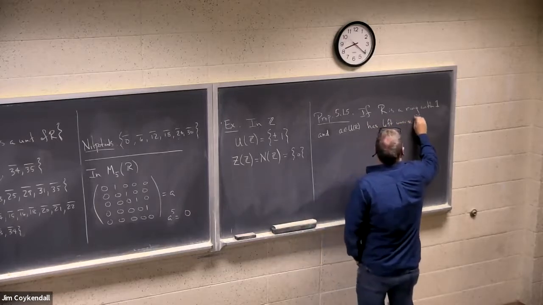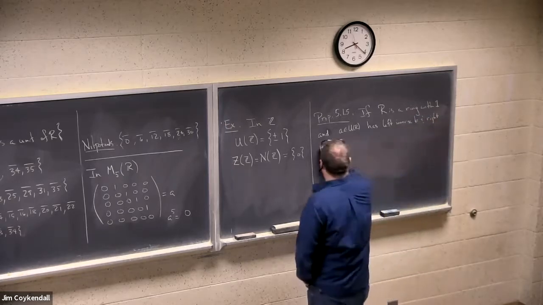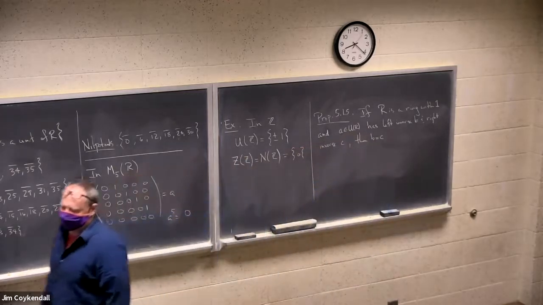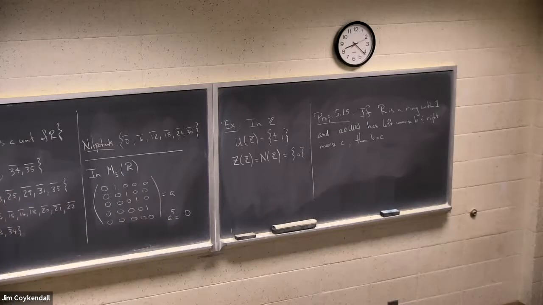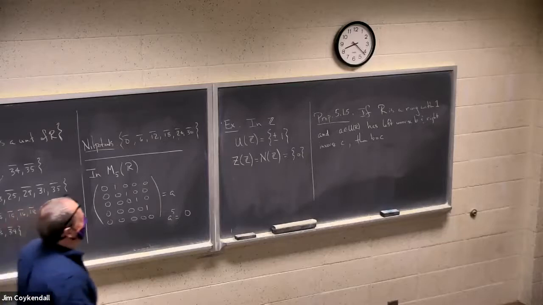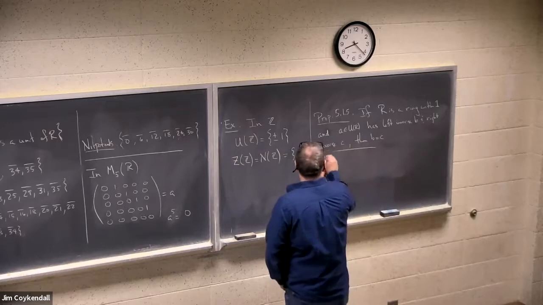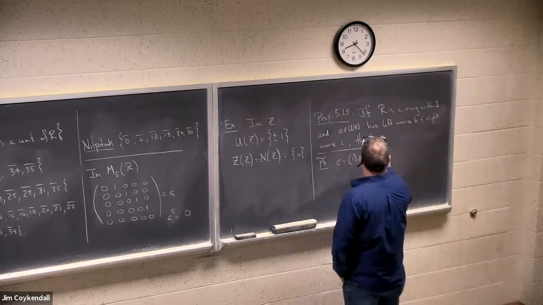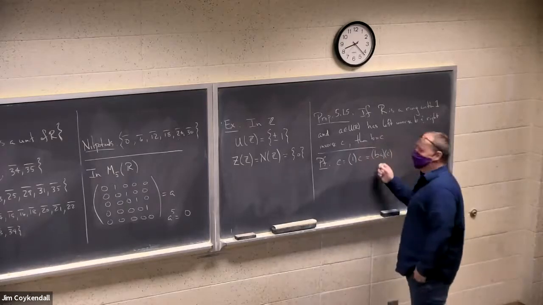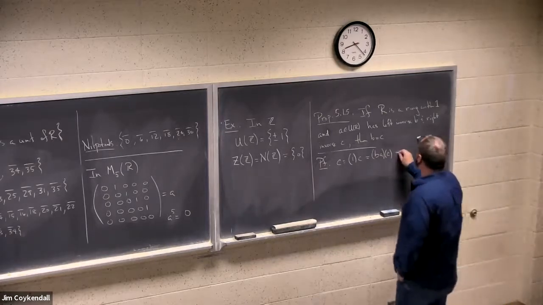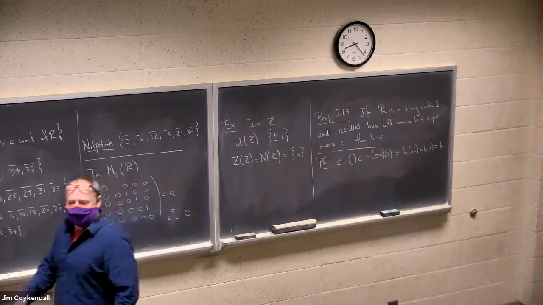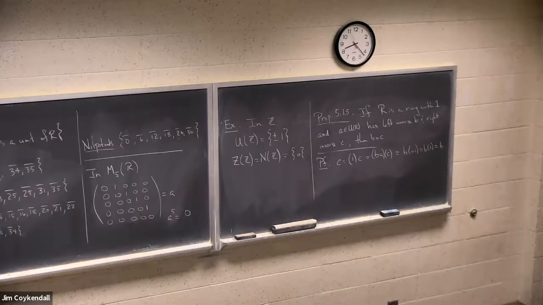Suppose B is a left inverse and C is a right inverse. As a consequence of this, inverses are unique as well. C is 1 times C, which is BA times C, because B is a left inverse, which is B times AC, which is B times 1. And so the left inverse and right inverse are the same, and they're all unique.